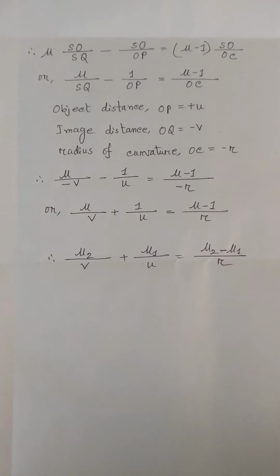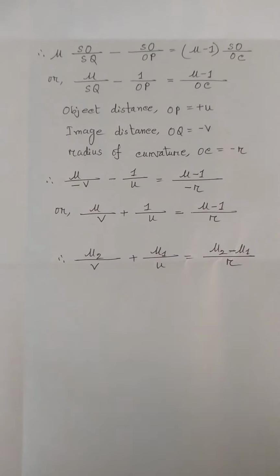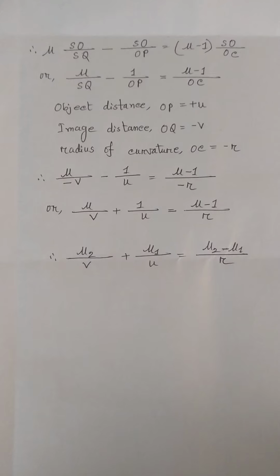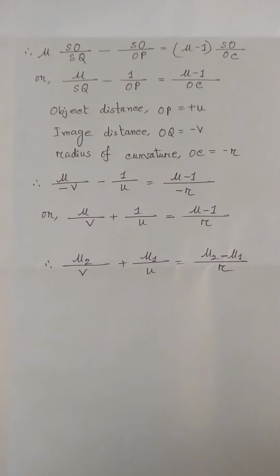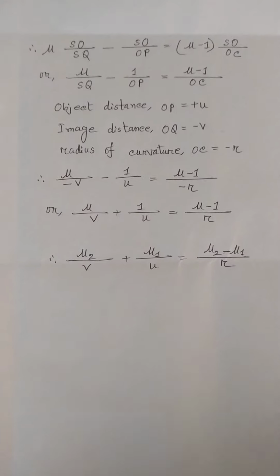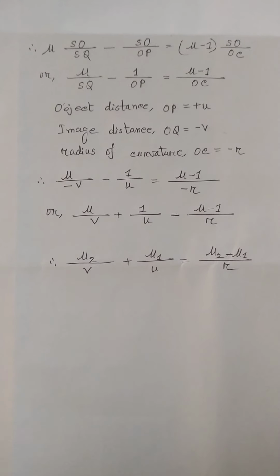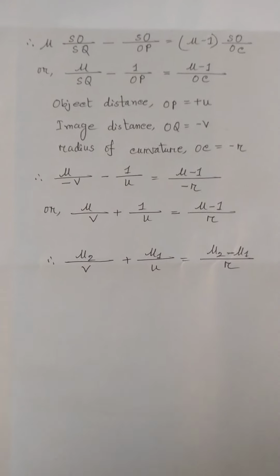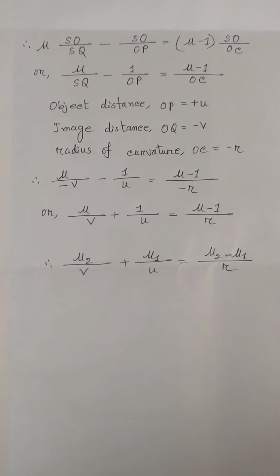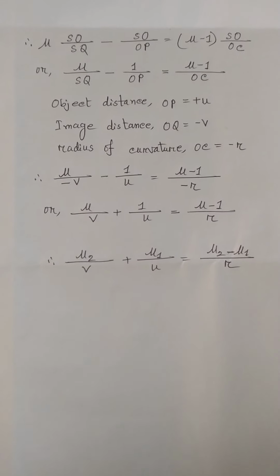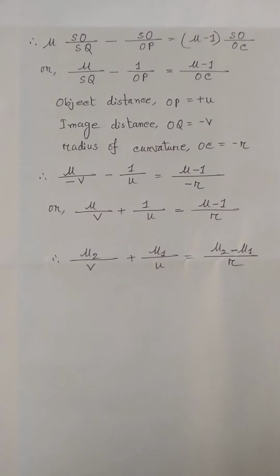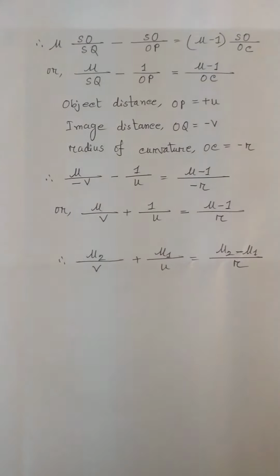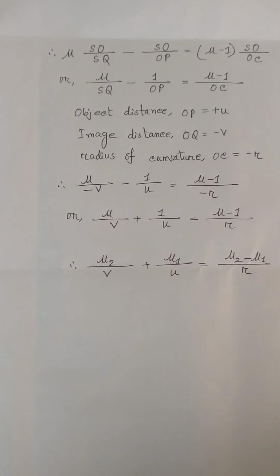You should be very careful about this. What are the two media? If one is air, then the refractive index is 1, so we write mu by V plus 1 by U equals mu minus 1 divided by R. But if the two media have refractive indices mu1 and mu2, with no air medium, then we write mu2 divided by V plus mu1 divided by U equals mu2 minus mu1 divided by R. Here V is the image distance, U is the object distance, R is the radius of curvature, and mu1 and mu2 are the refractive indices of the two media.